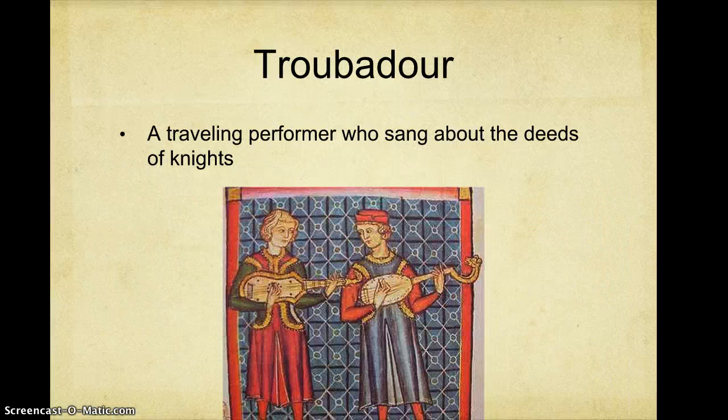Next, we have troubadour. That's a traveling performer who sang about the deeds of knights. They would usually travel all along the countryside to hear about different amazing stories about these knights, and they would try and highlight these good deeds through song. We'll learn a little bit more about this in our next chapter, but as you can see, they generally had different kinds of musical instruments, and they would travel around spreading the word of chivalry usually.